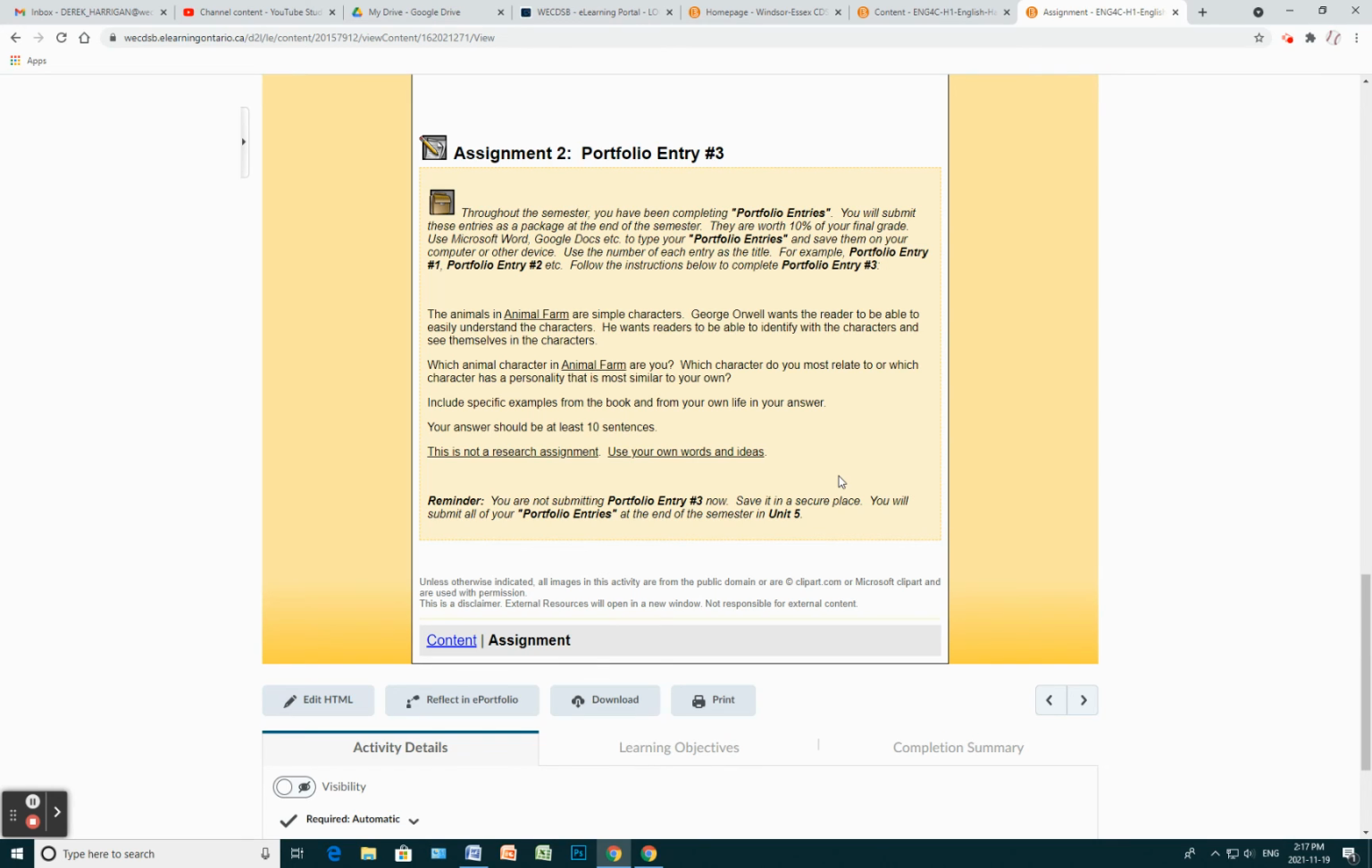Which of the characters do you most relate to, or which character has a personality that is most similar to your own? And I'm asking only about the animal characters, not the human characters. So choose one of the animals on Animal Farm and explain why that character relates the most to you. You're going to include specific examples from the book and from your own life as supporting evidence.